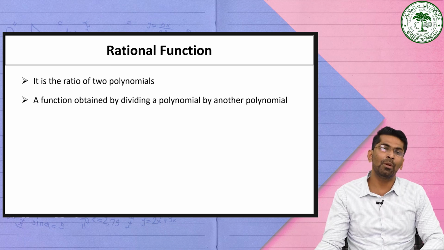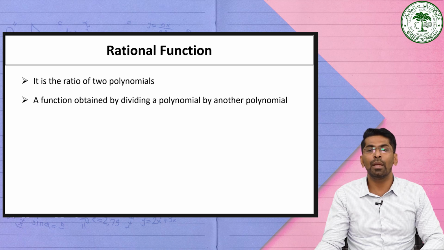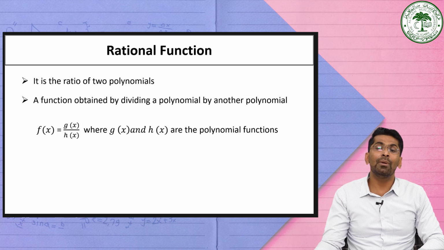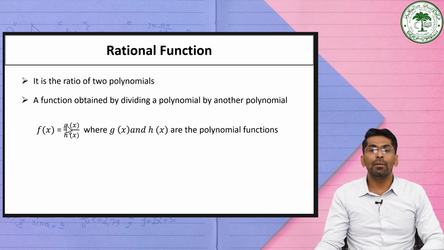This function is obtained by dividing one polynomial by another polynomial, so it is generally called a rational function. The term rational function comes from the term ratio. If we have two separate polynomial functions, for example g of x and h of x, then we can write a rational function f of x is equal to g of x divided by h of x, where g of x and h of x are polynomial functions.